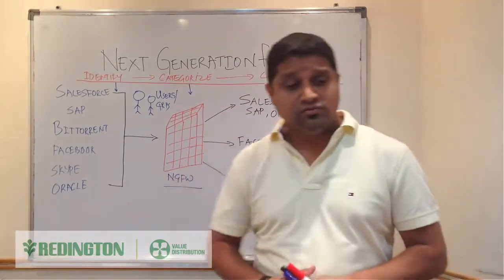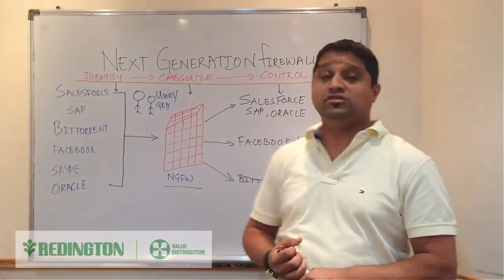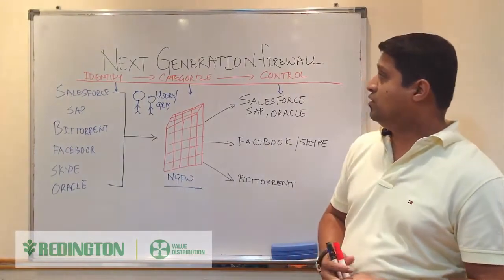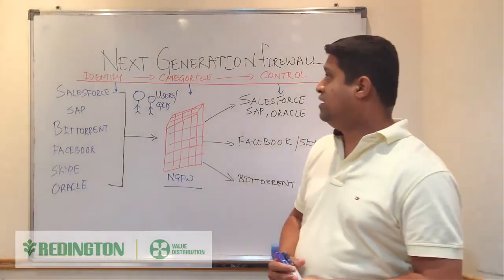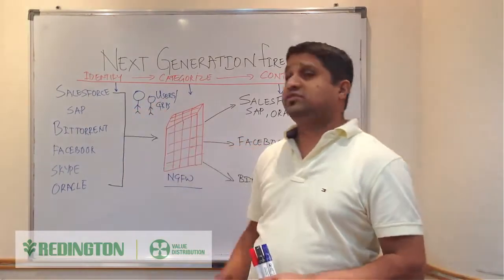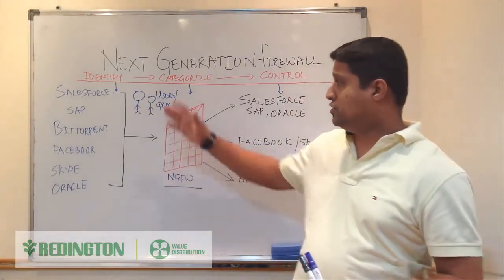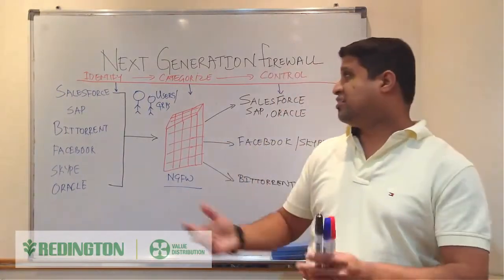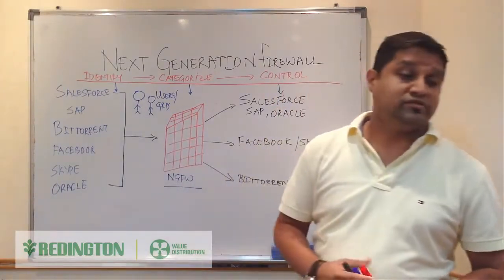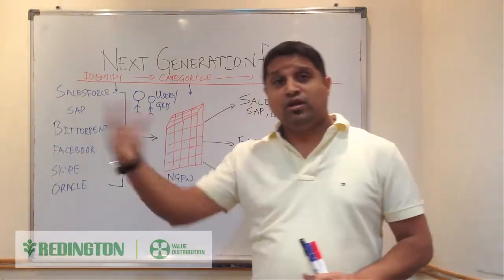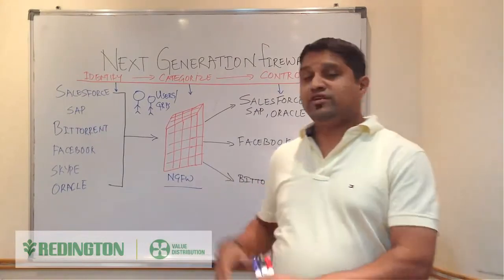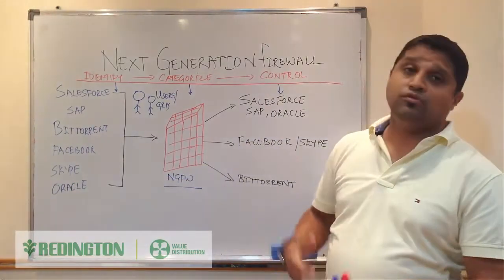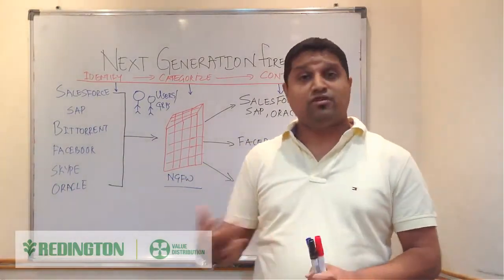So let's jump into the solution that SonicWall offers on the next generation firewall. If you have a look at the board out here, I've tried to draw a simple layout. We have specific applications which run on the network. You could have Salesforce, which is used by sales guys for the day-to-day CRM tools. You have SAP, which is of course a productive application. You have BitTorrent. In one corner of the room, you have certain IT guys trying to download some stuff. You have Facebook, Skype, and Oracle. Now, these would probably be the applications that run on your network.